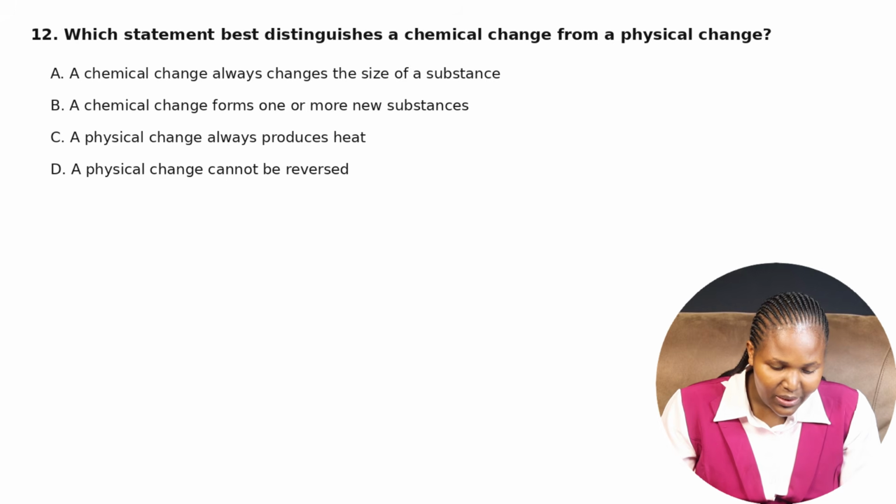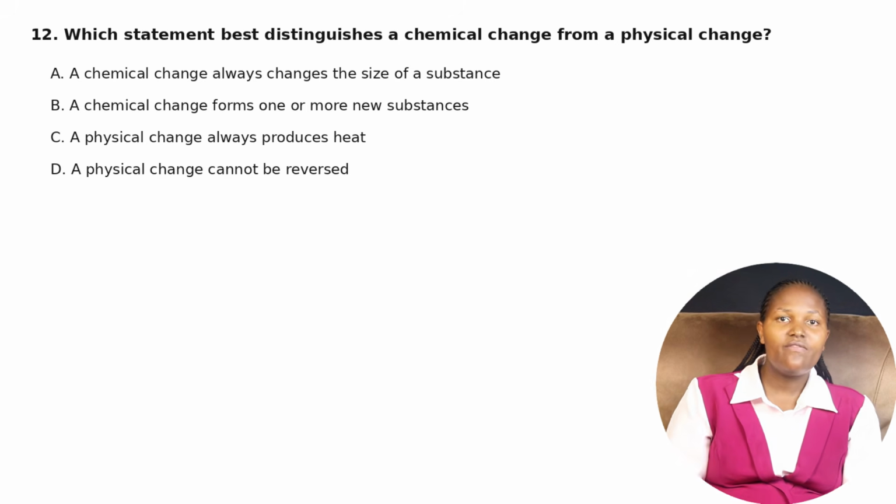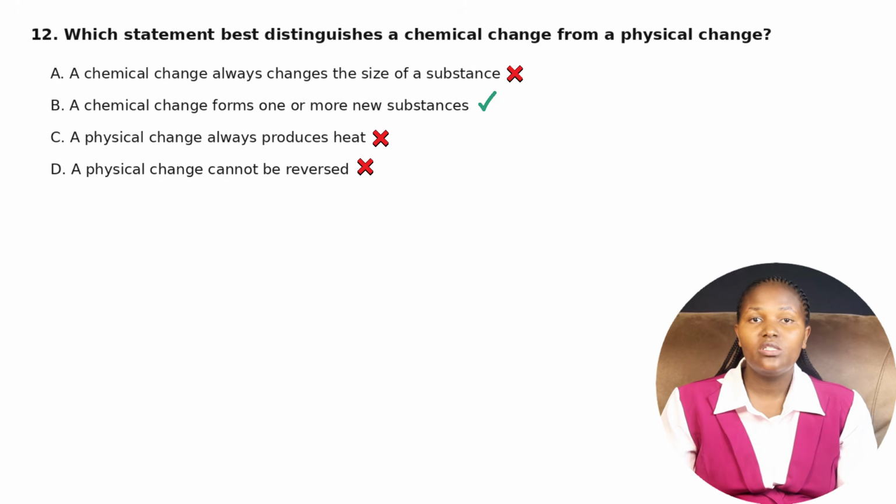Then now let us go to question number 12. Which statement best distinguishes a chemical change from a physical change? A, a chemical change always changes the size of the substance. B, a chemical change forms one or more new substances. C, a physical change always produces heat. D, a physical change cannot be reversed. The correct option is B.